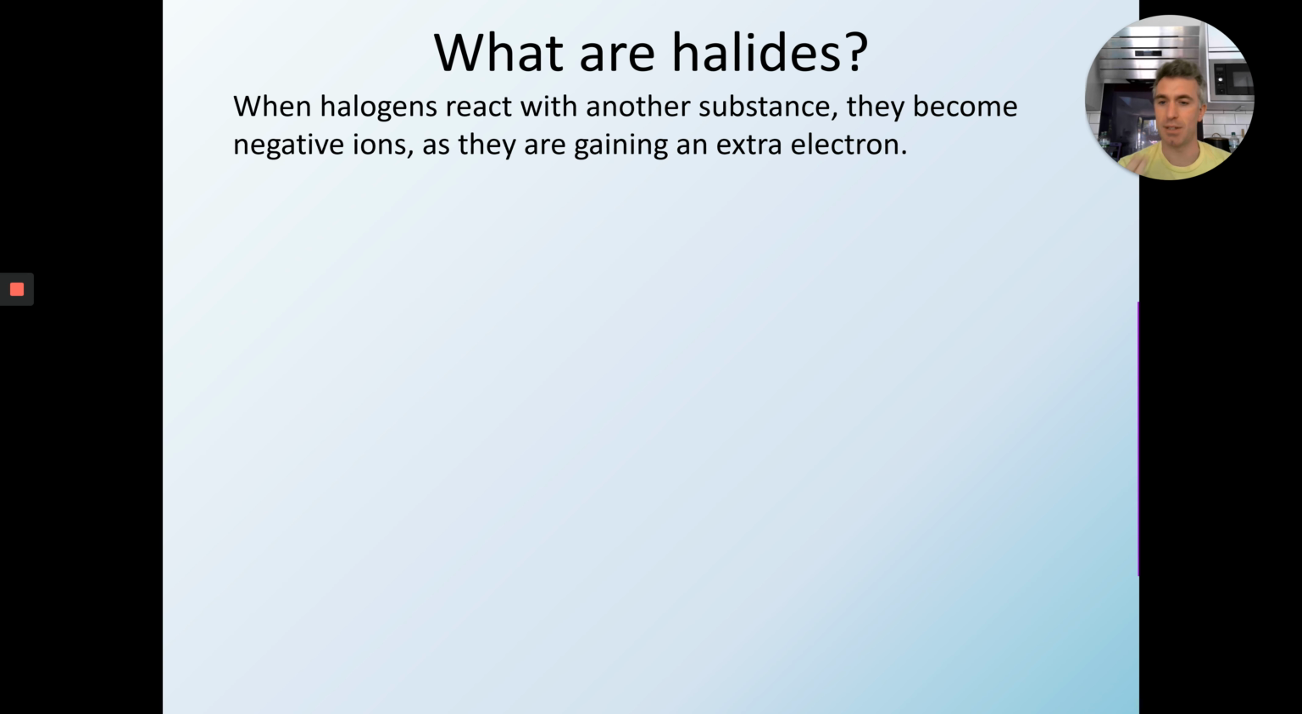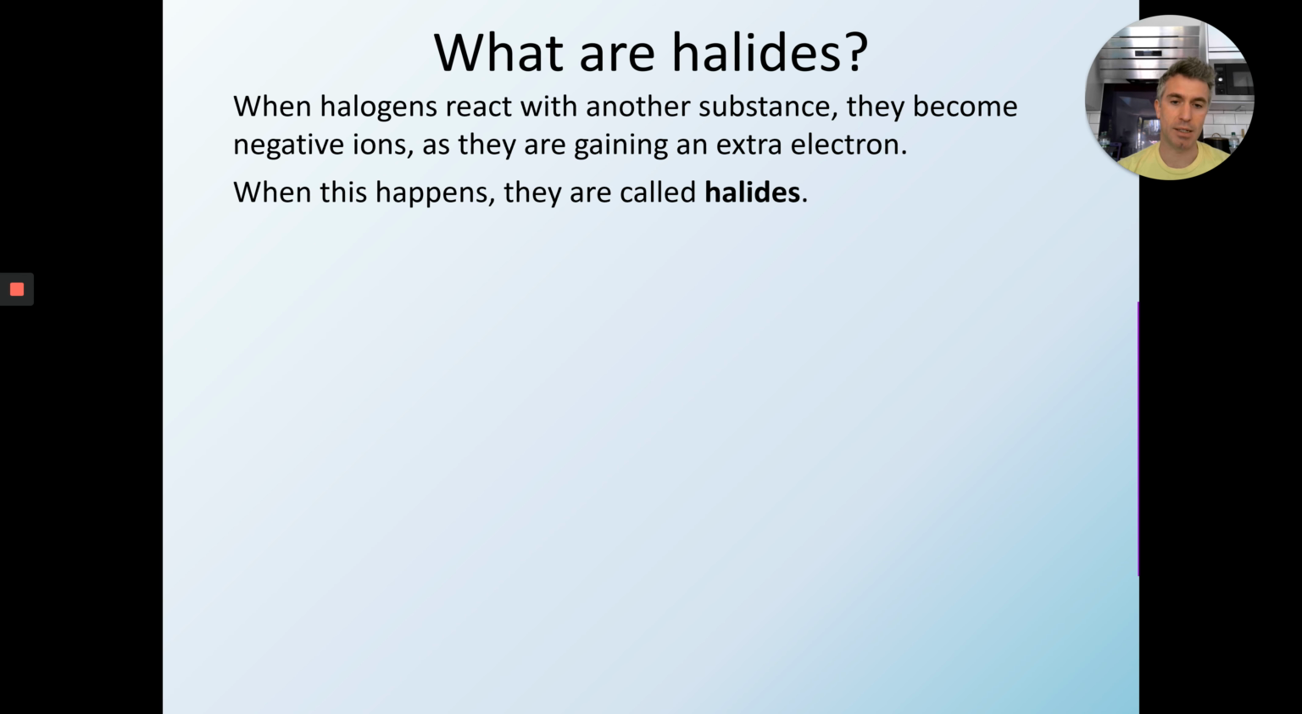What are halides? When halogens react with another substance, they become negative ions, as they are gaining an extra electron. When this happens, they are called halides. And I did that in the start. What do they change into?